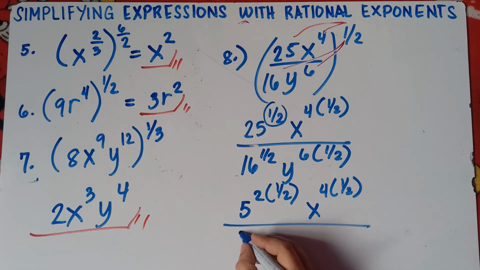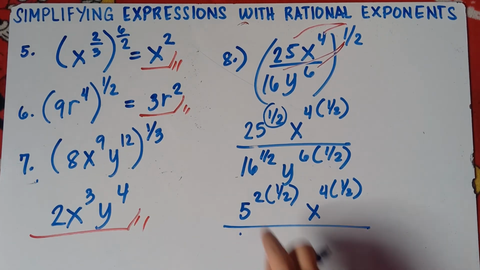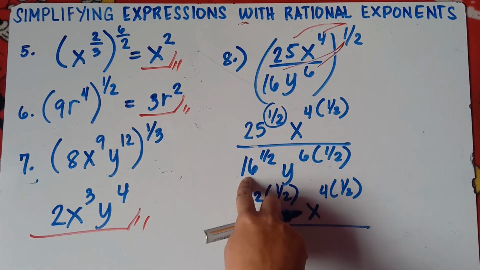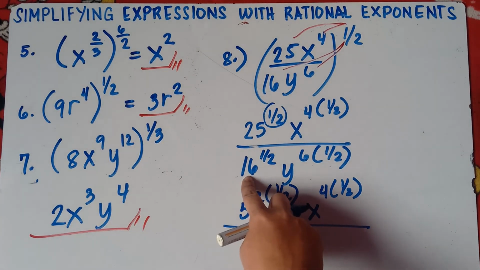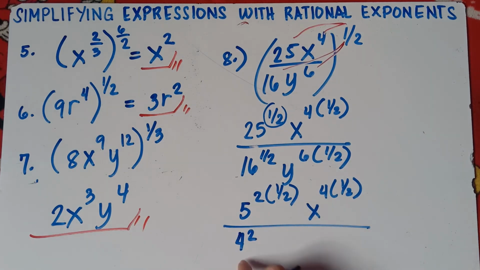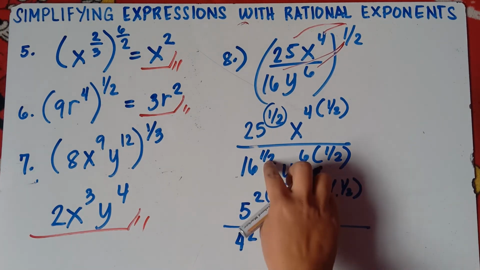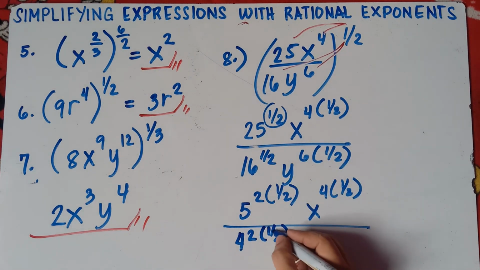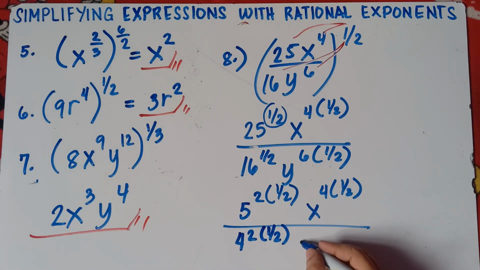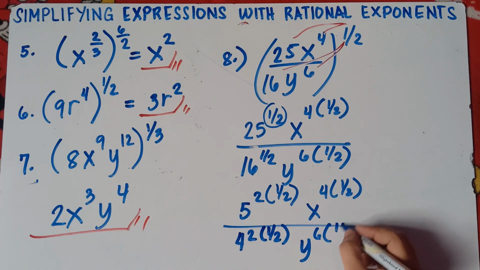over 16, class. Can we simplify this one? 16 raised to the power of 1/2. So you think of a number that when you multiply it by itself 2 times, you will get 16. Of course, that would be 4, right? 4 squared, that would be 16. And you still have 1/2, so multiply this 2 by 1/2. Alright, I hope you get this one, class. Then y raised to the power of 6 times 1/2.